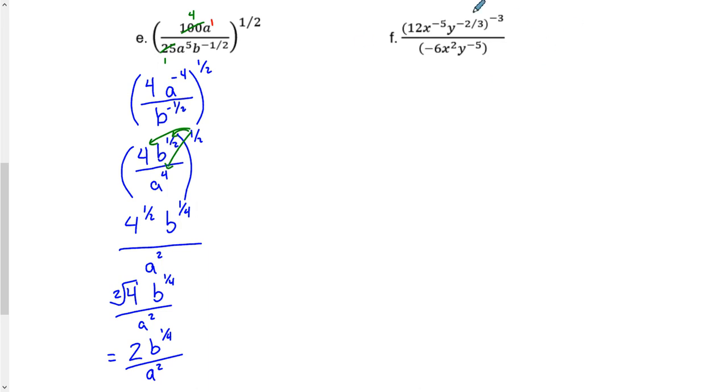Okay, last example. All of 12 x to the power of -5, y to the power of -2/3 to the power of -3 divided by -6x squared, y to the power of -5. Well, before I do anything, I see that there's an exponent just on the numerator. That -3 is not on the denominator. I'm going to have to do some stuff with my numerator before I can even do anything with that denominator. I'm going to have a 12 to the power of -3, because that -3 is going to have to be applied to every single one of my bases. And then I can continue.